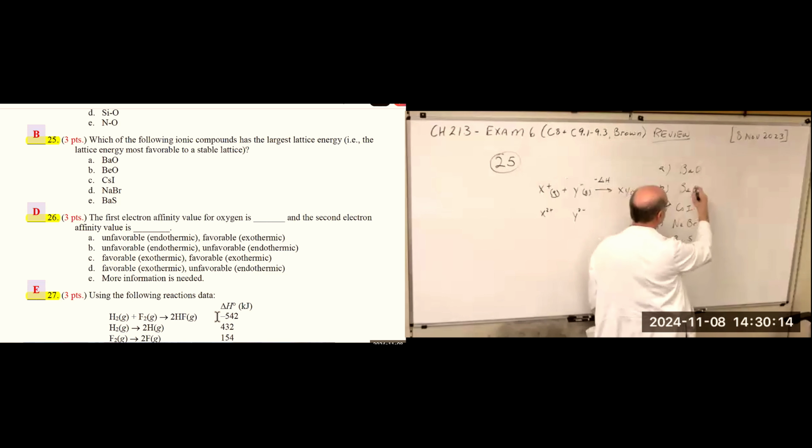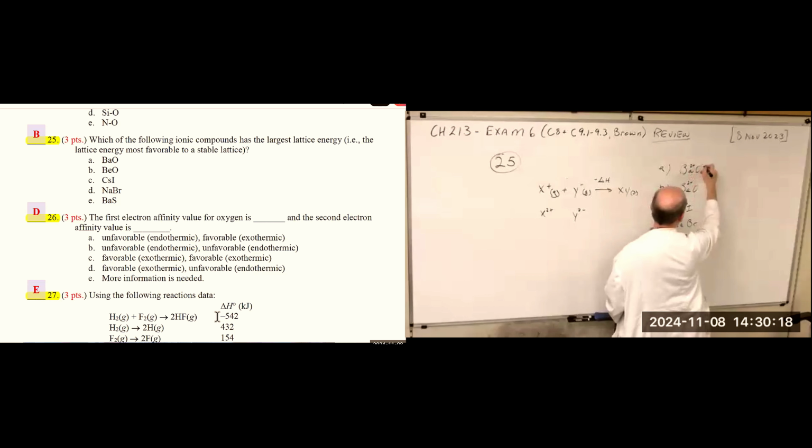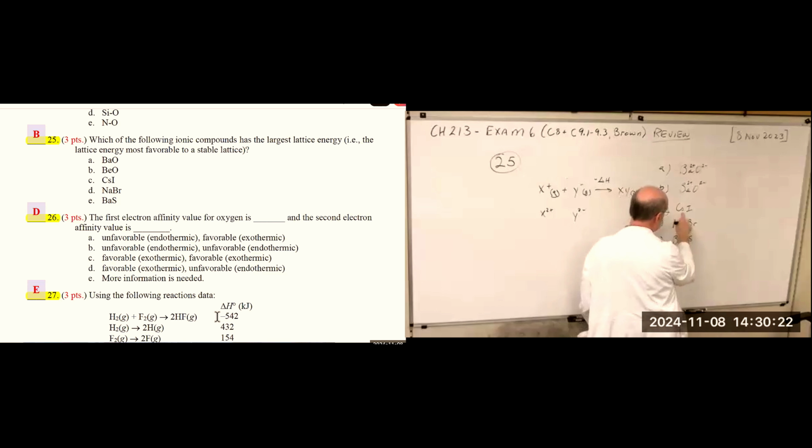Barium and beryllium are both alkaline earths: 2 plus, 2 minus. Cesium is an alkali metal: plus and minus. So if we eliminate the ones without enough charge, then we throw these out.